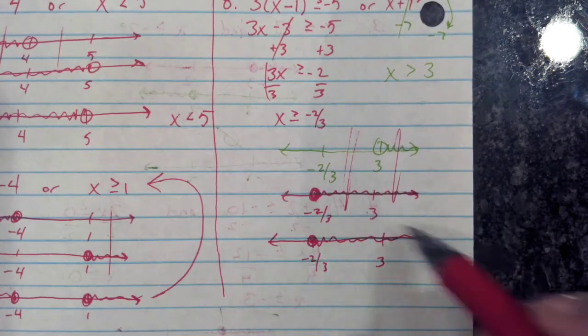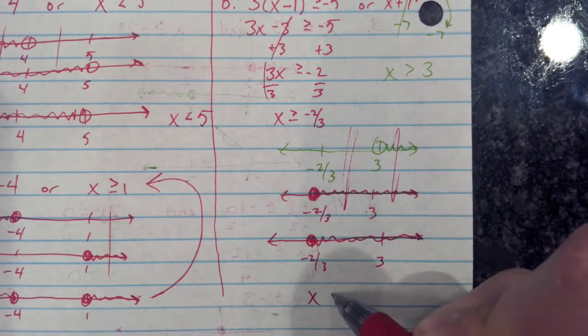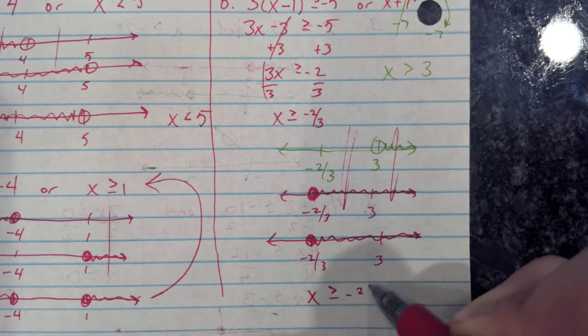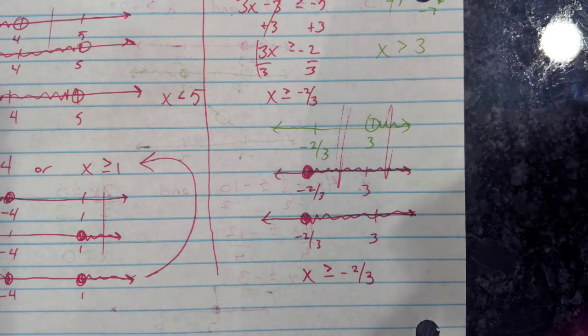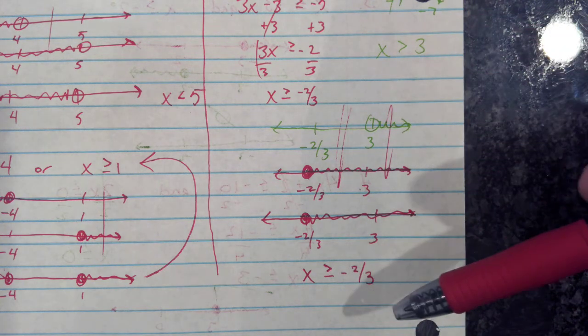And then what does that number line represent as an inequality? X is greater than or equal to -2/3. That's what that one is showing. So that would be our final solution. We can collapse these into just that one inequality.